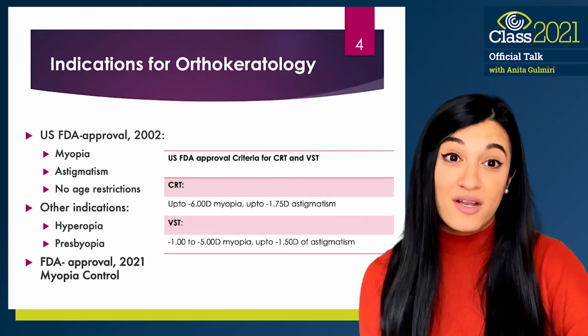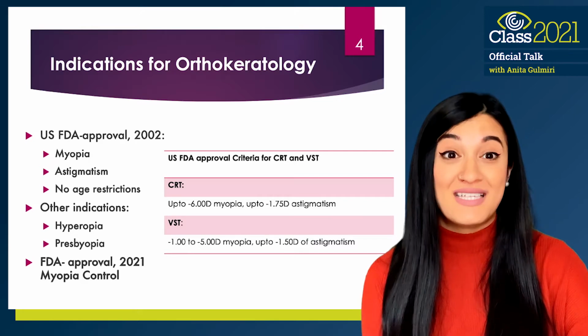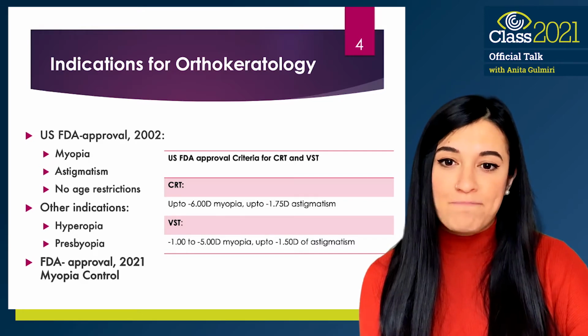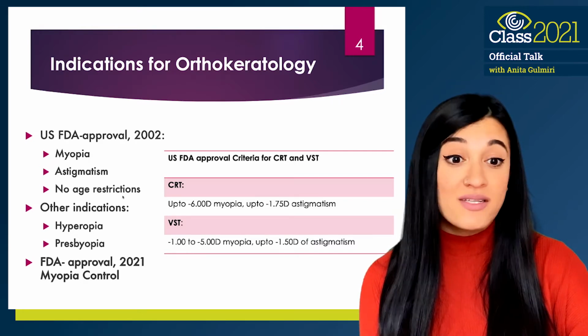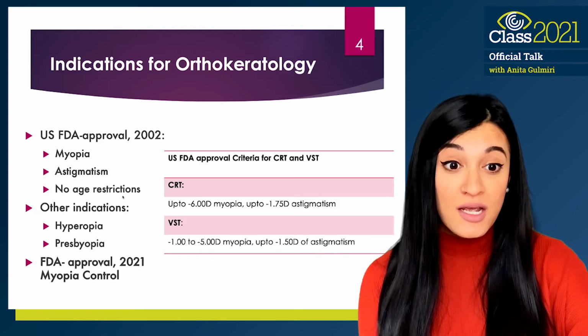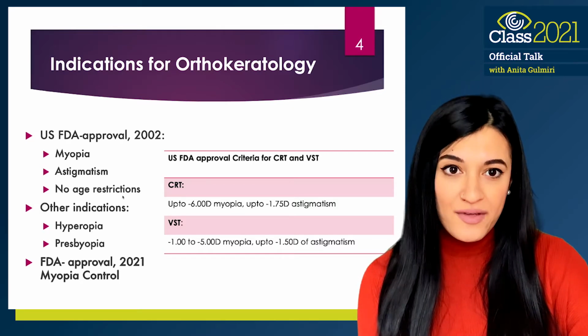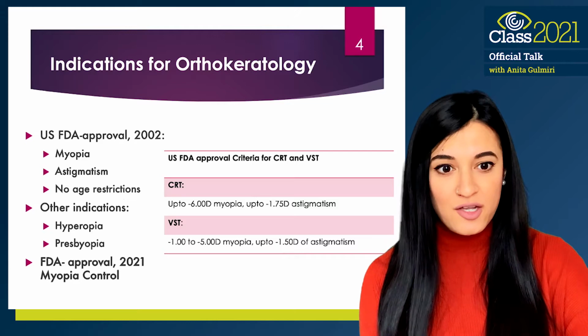Off-label, there have been reported cases of high myopia being corrected up to 10 diopters. The other thing to note is that in the US, there is no age restriction. So the youngest child we fit with ortho-K is 5 years of age.